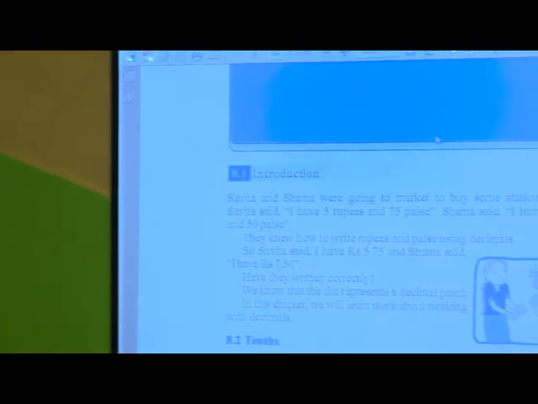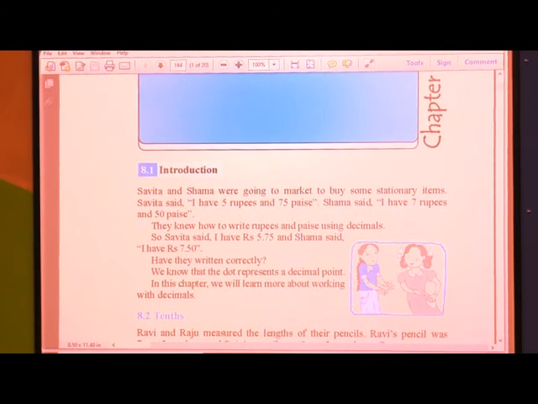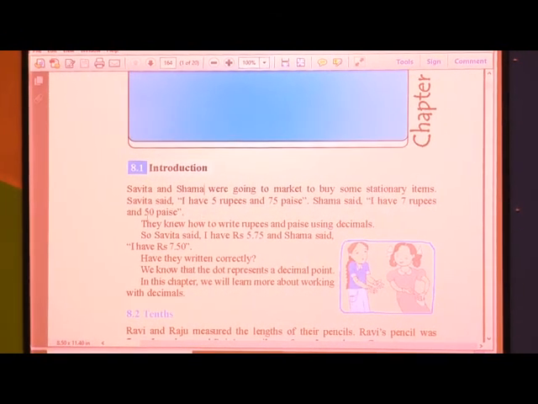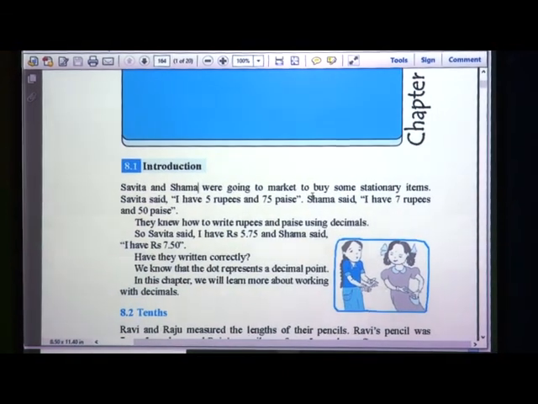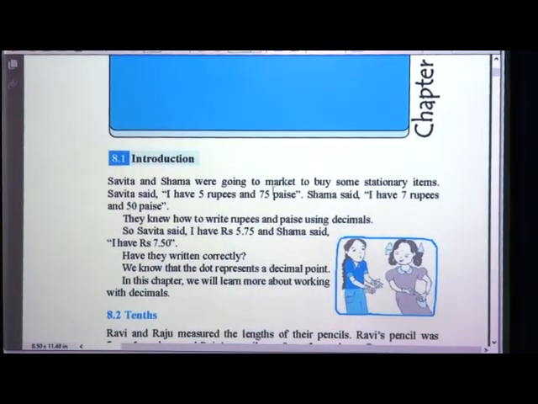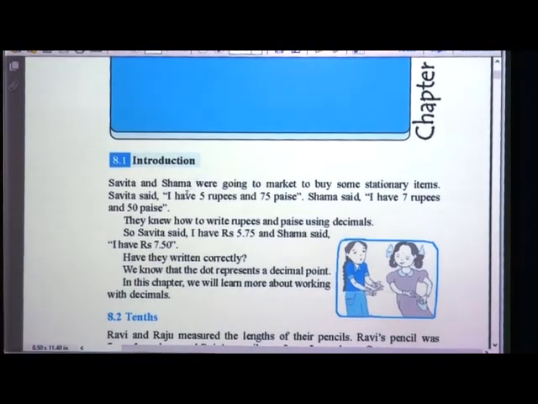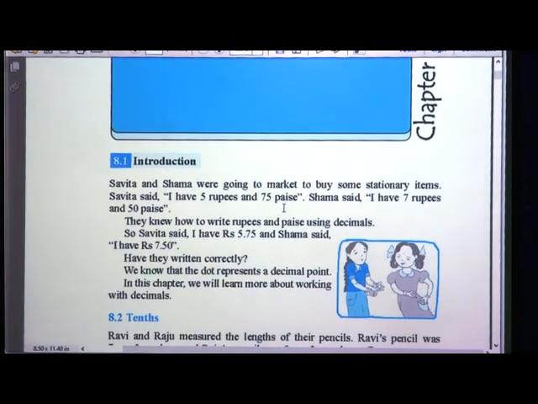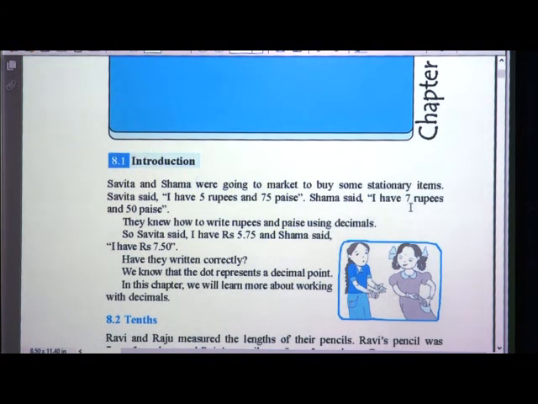You know, decimals are used everywhere. So let us see a conversation here. Savita and Shama were going to the market to buy some stationery items. Savita said, I have 5 rupees and 75 paise. Shama said, I have 7 rupees and 50 paise. So they knew how to write rupees and paise using decimal points.